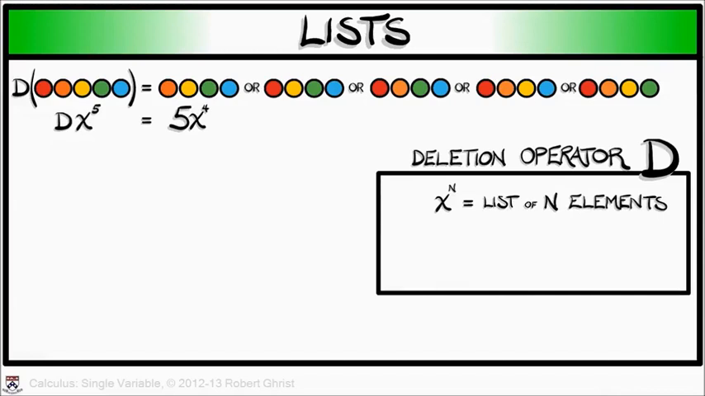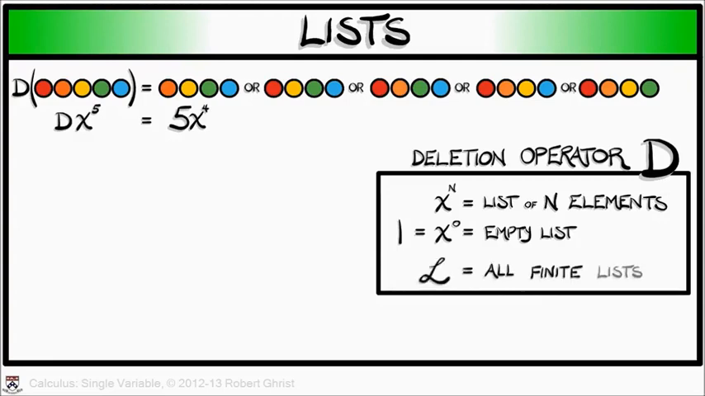So let us denote by X to the n a list of n elements. What would X to the 0 be? Oh, that would be an empty list. You have no items in your list. But instead of calling that X to the 0, let's call it 1, like it ought to be. And consider the collection of all finite lists. We'll call that L. Let's do some calculus.